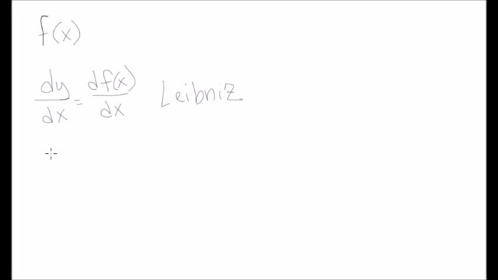Isaac Newton's notation is much less frequently used. You see it occasionally in physics settings, where you put a single dot above your y, or you say f dot of x to indicate the first derivative. So that's Isaac Newton's notation. You generally won't see your Harris professors use that particular notation.